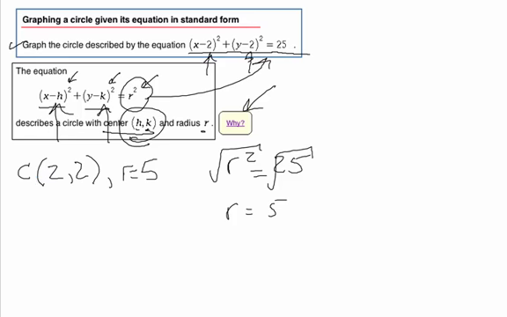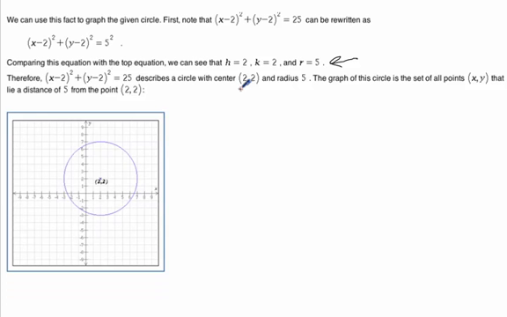Okay, so here we've got the key points, and if we were to graph that out, that means our center is 2, 2, so we can just plot that. And then our radius is 5, so we can use our compass to set that radius to be 5 and draw our circle. There's our answer.